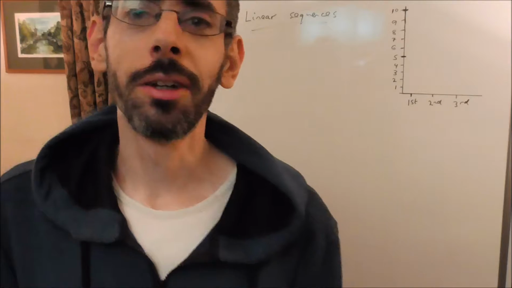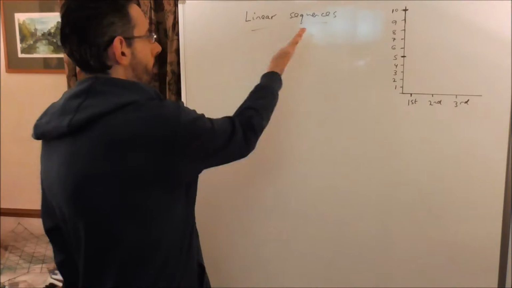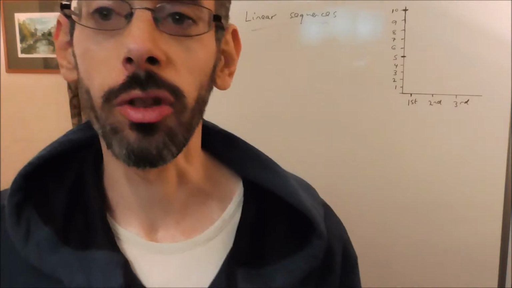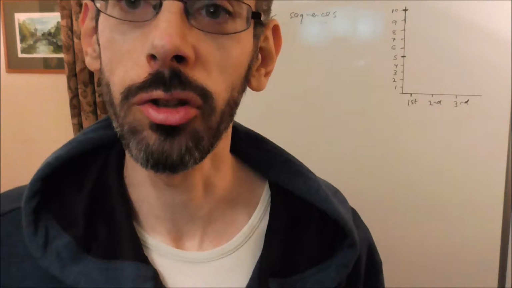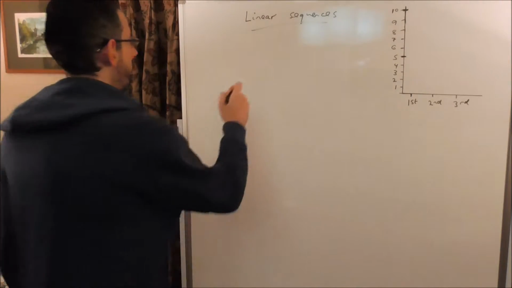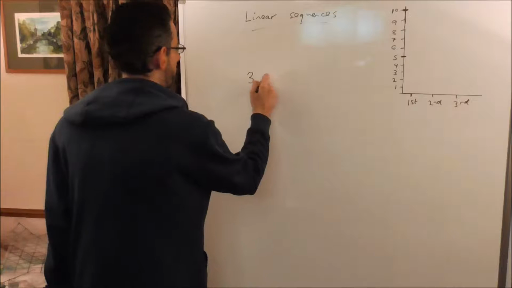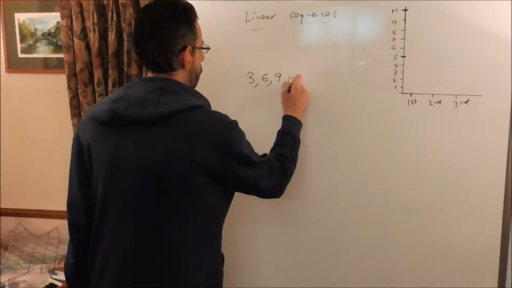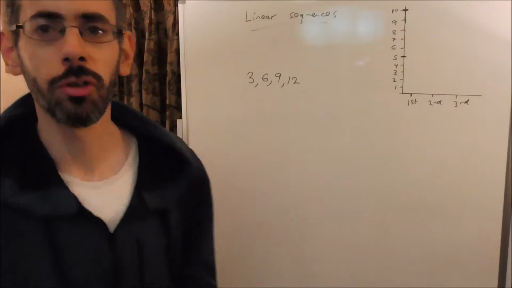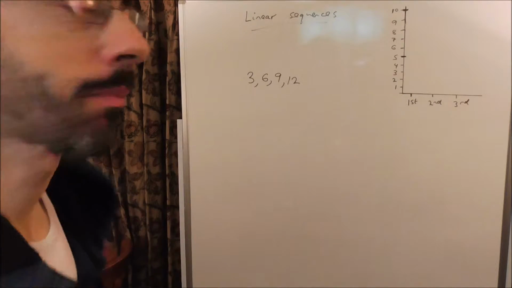Right, so today we're going to be looking at what are called linear sequences. A linear sequence is just a sequence that goes up or down by the same amount each time. So for example, 3, 6, 9, 12. This is a linear sequence because it goes up by 3 each time.